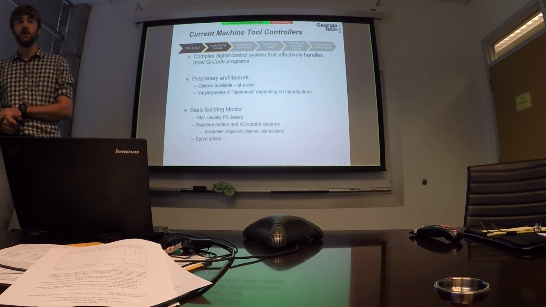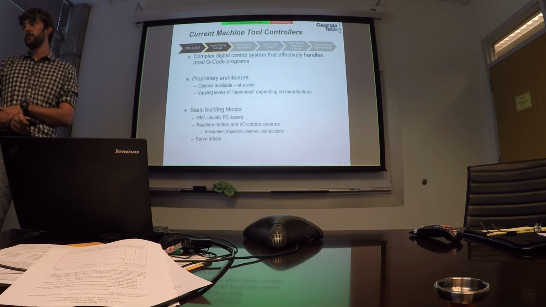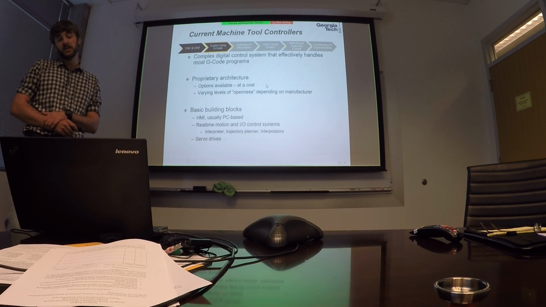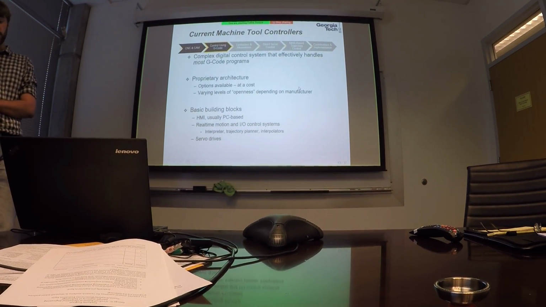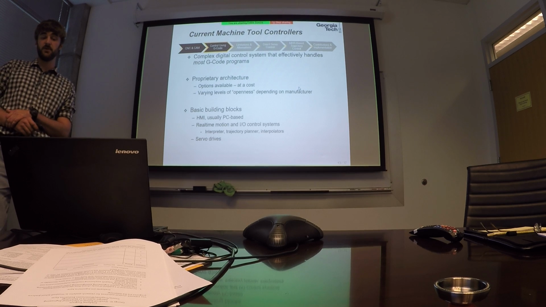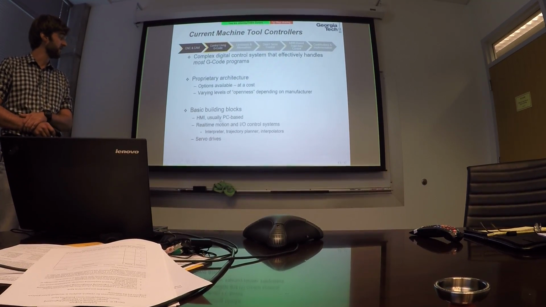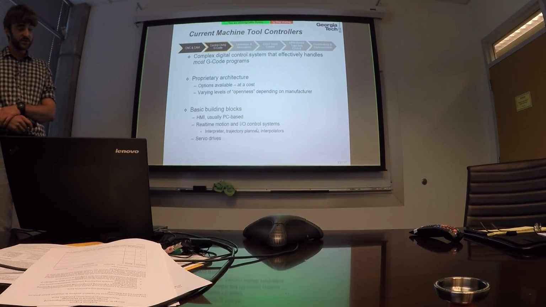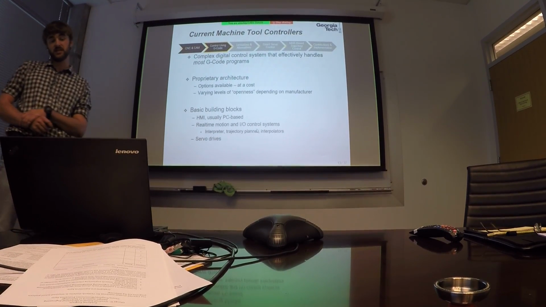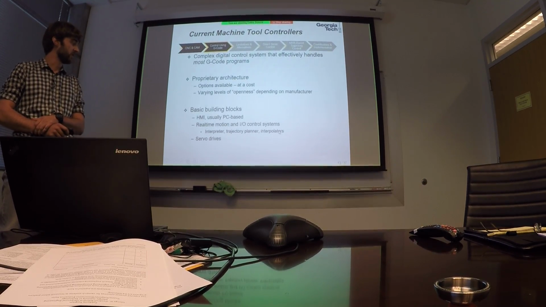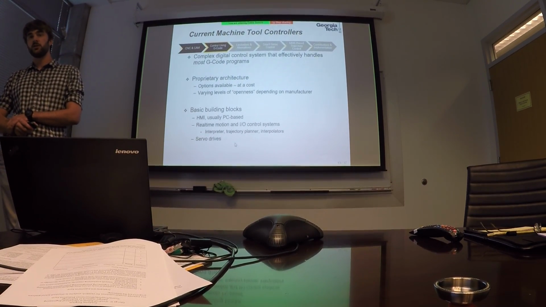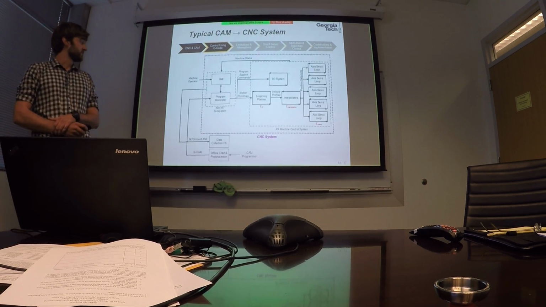Some are easier to modify. Some controls actually provide a limited amount of modifiability. Some provide none. That depends on who makes the control. But regardless of how open it is, all the control systems consist of a couple of basic building blocks. We have an HMI, or human machine interface, which is usually a PC-based touchscreen. And then we have a real-time motion I/O control system. This consists of an interpreter, a trajectory planner, and interpolators. And then we have the servo drives themselves, which actually perform the closed-loop position control of the axis servo motors.